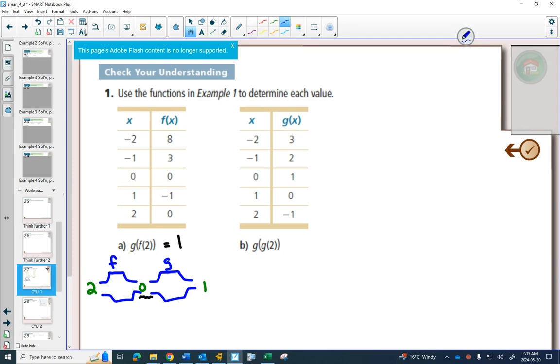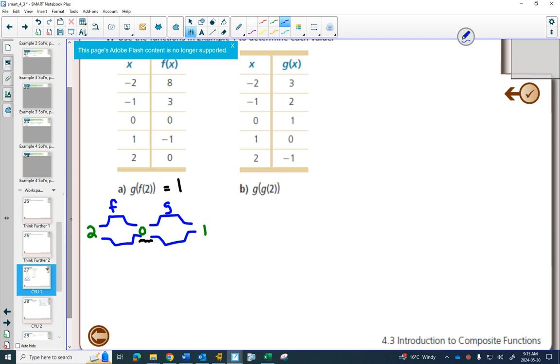If we were showing our work, because you're not going to want to draw little machines every time. I mean, they're kind of fun, but you're not going to want to draw them all the time. How would you get the 0 and the 1? So the 0 is because when I put 2 into f, you plug 2 into f, what's your y value? You get 0. And then I plug 0 into g, and what's my y value? I get 1.